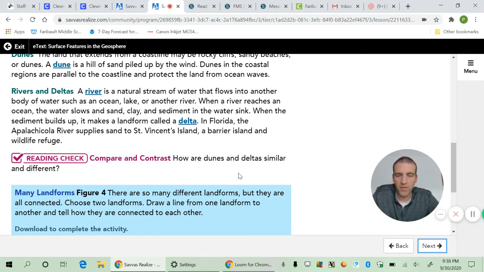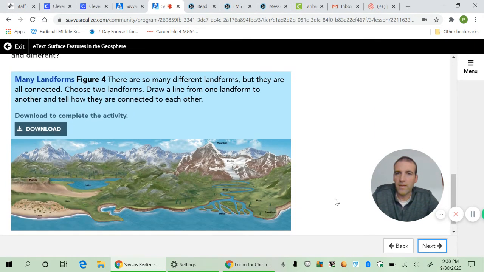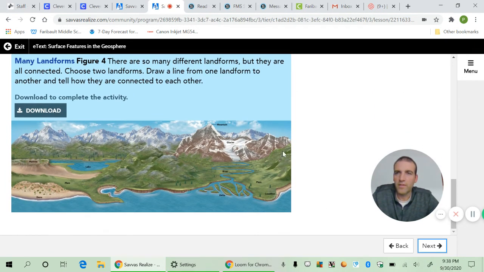Hopefully on your iPad, you've got a notebook box here. On my sample, it does not currently. And there's also a nice graphic, figure 4 here, that asks you to draw a line between 2 different landforms and then tell how they're connected to each other. So your teacher may ask you to download and do that activity.